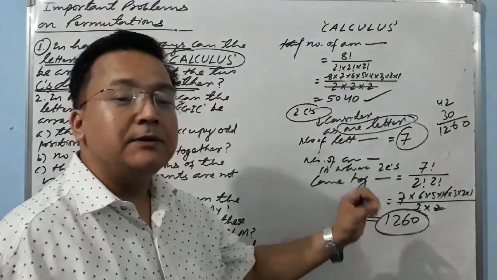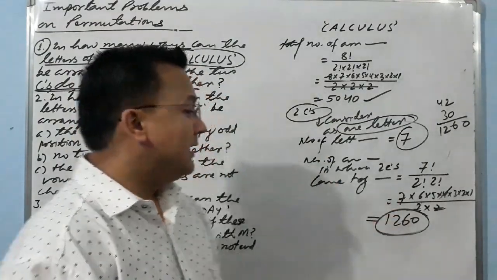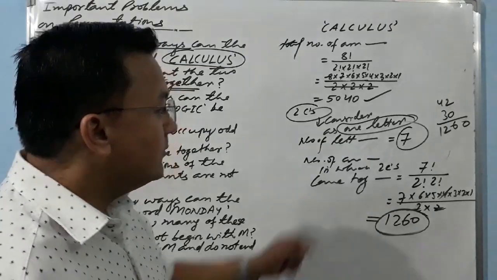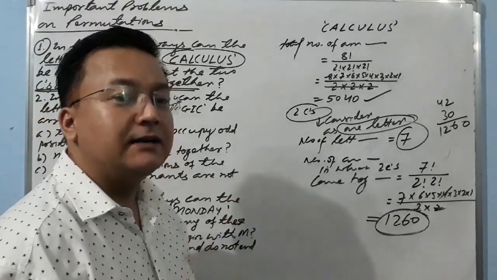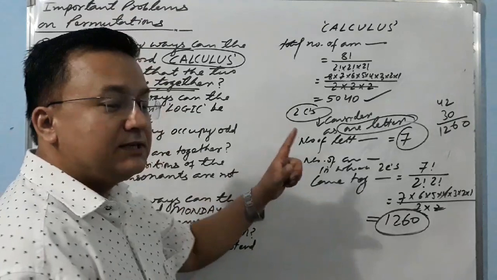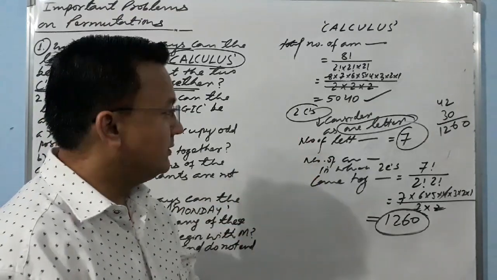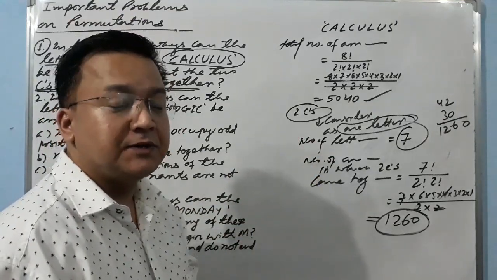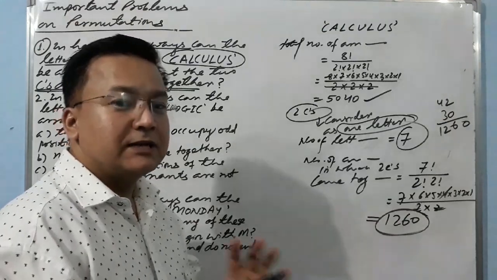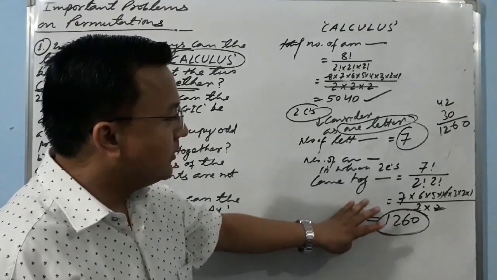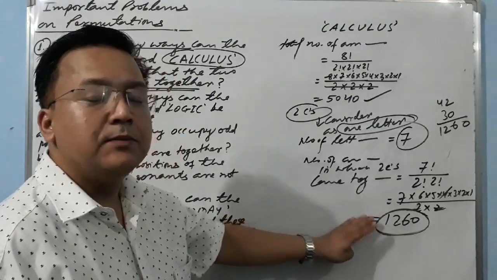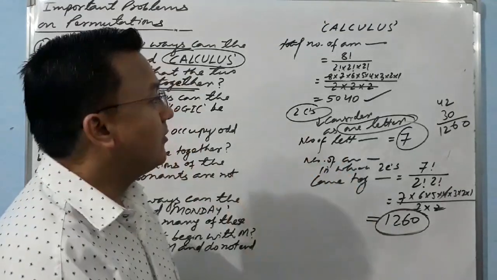And this is the arrangement in which two C's come together only. Now it's very easy to find out, because the two C's are both identical, the same. They are not distinguishable if they interchange, so that's why we don't count that. This is the total number of arrangements in which two C's come together.